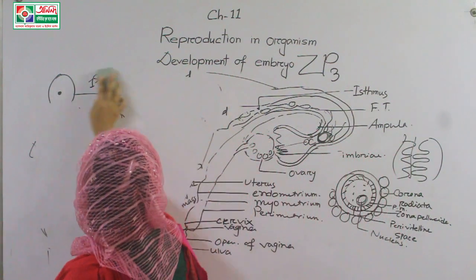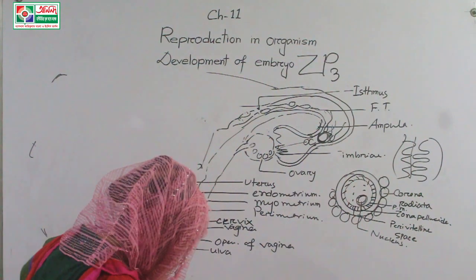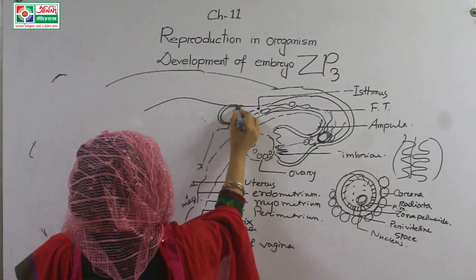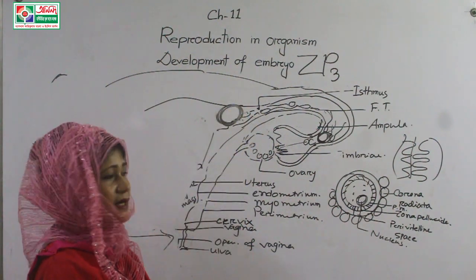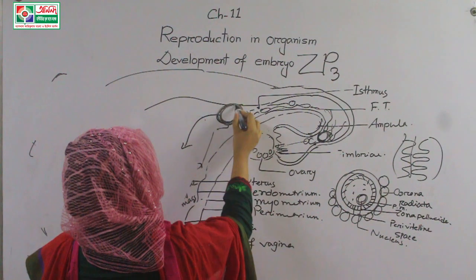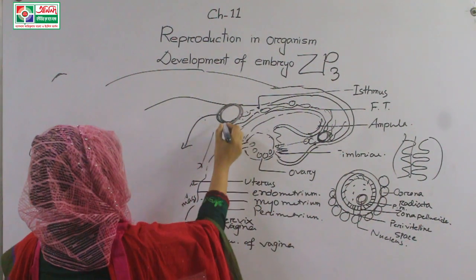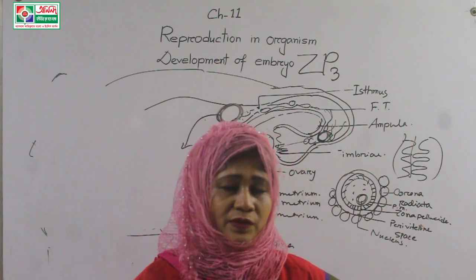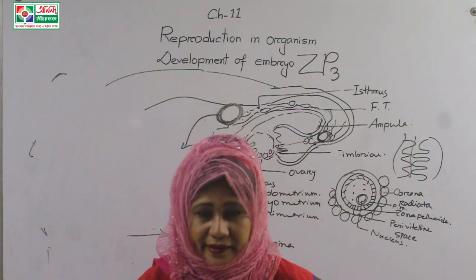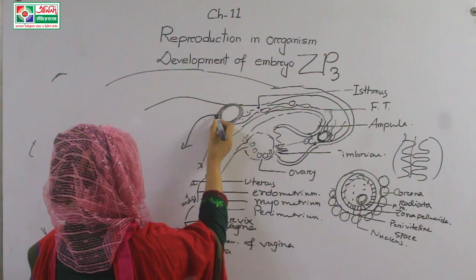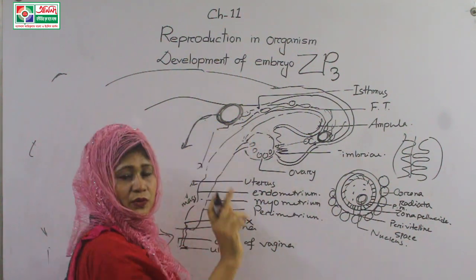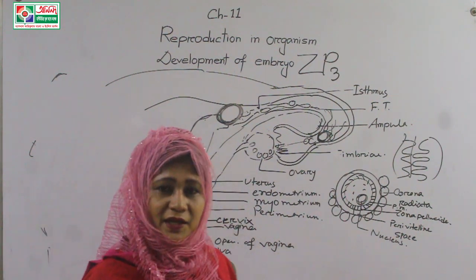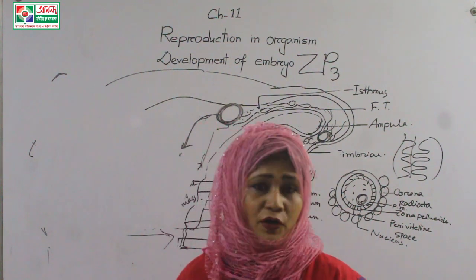On the 4th day, what's happening? Suppose this is our morula. Students, our morula is on the 3rd day, and on the 3rd day the corona radiata is degenerated. After the 3rd day, the morula comes down to the uterine cavity, that means it is on the 4th day.